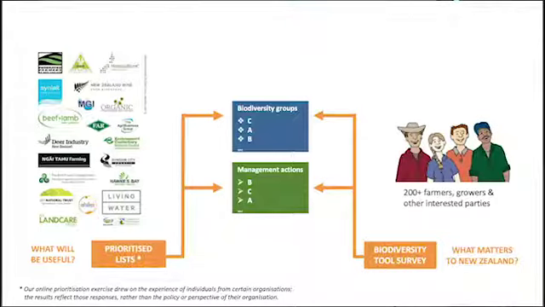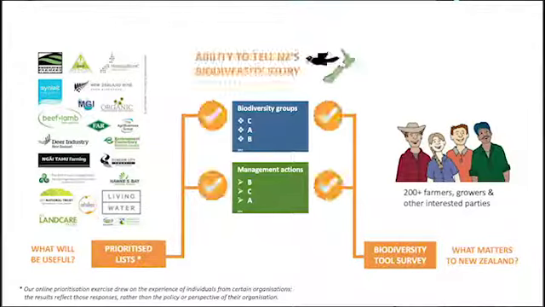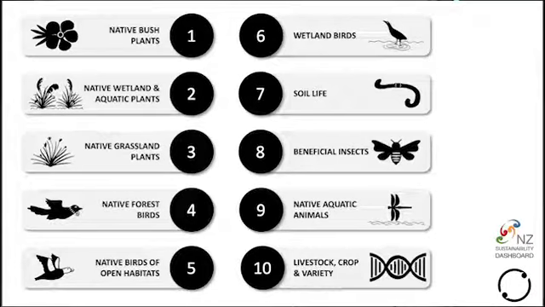And we cross-checked that by doing a shorter online survey, inviting a wider range of farmers and growers and other parties that are involved in managing the agricultural landscape to tell us what mattered to them in terms of these things. And we cross-checked those two different data sources to prioritize a shorter list of biodiversity groups and actions to tell New Zealand's biodiversity story. So I'm just going to give you a very quick synopsis of some of the results.